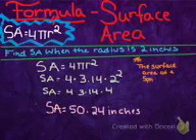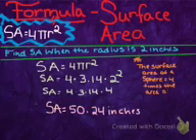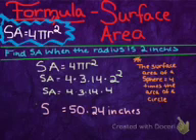Now, a little note for finding the surface area and the formula. The surface area of a sphere equals 4 times the area of a circle. This is why you get 4 times pi r squared, which equals the surface area.